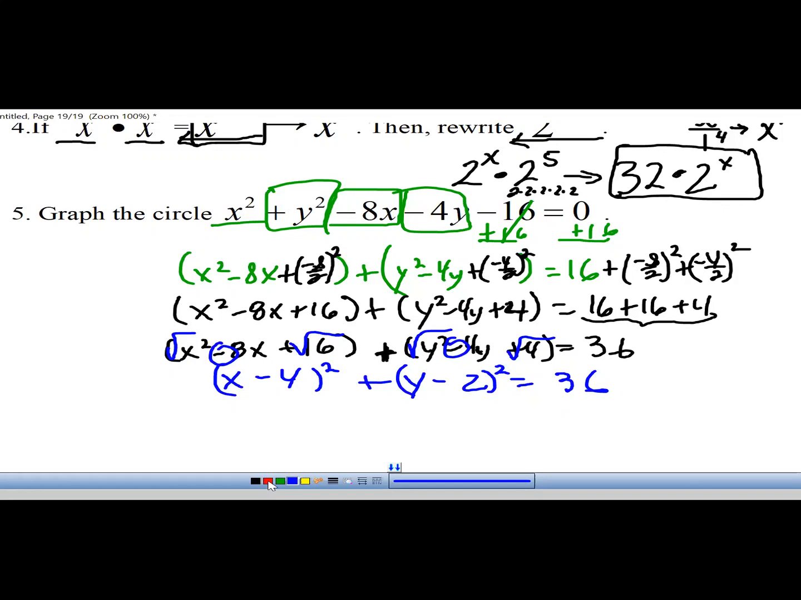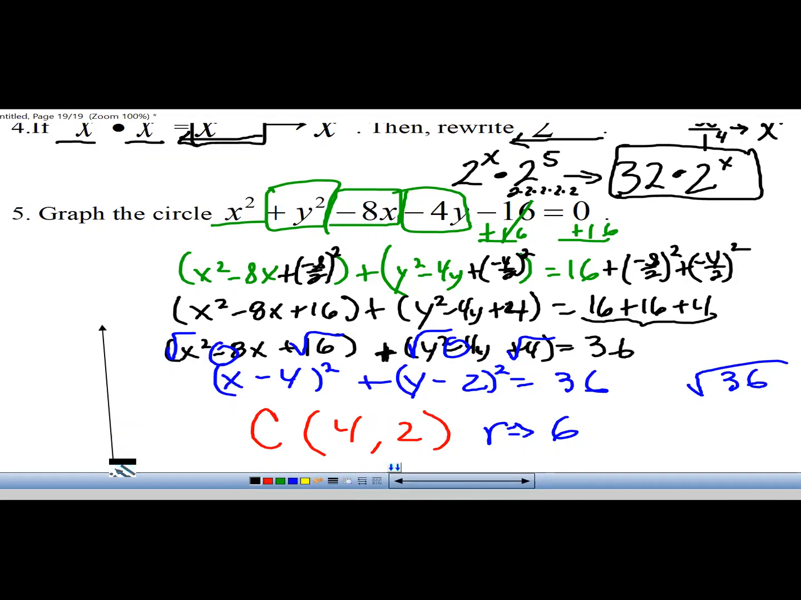Now we can get our center. The center is h and k. H is here, k is here, so this is 4, 2. What else do I need? I need a radius. What's my radius? Well, 36, take the square root of 36, that's 6.